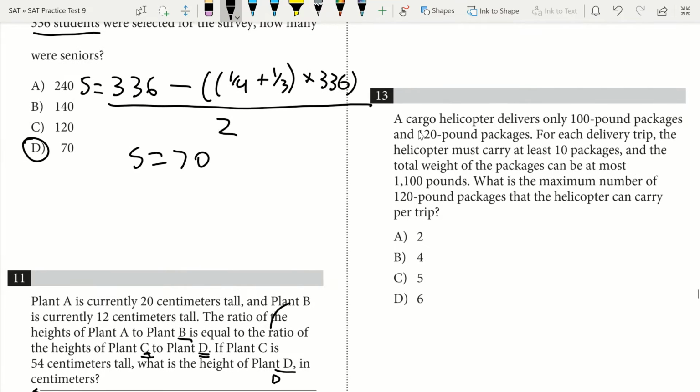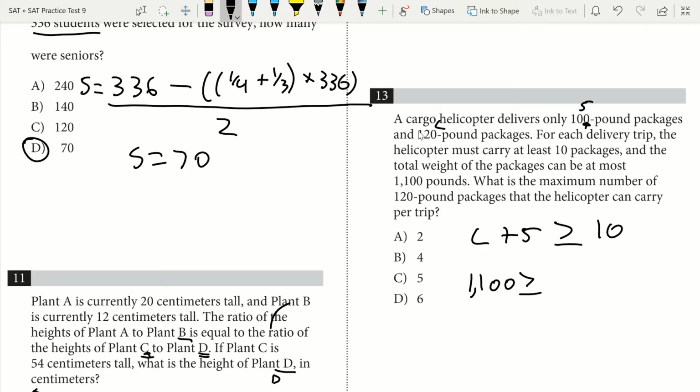All right, question 13. A cargo helicopter delivers only 100-pound packages and 120-pound packages. For each delivery trip, the helicopter must carry at least 10 packages. So I'm going to call the 120-pound packages L for large, and the 100-pound packages S for small. So I know that L plus S has to be at least 10 packages, right? So that has to be greater than or equal to 10. And the total weight of the packages can be at most 1,100 pounds, right? So I got 1,100 has to be greater than or equal to my total pounds of all the packages added up, right?